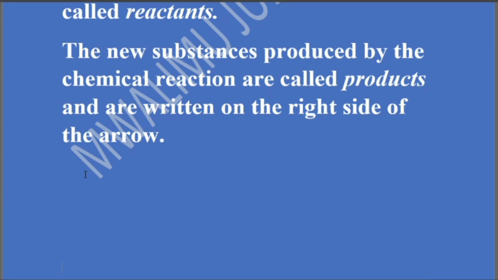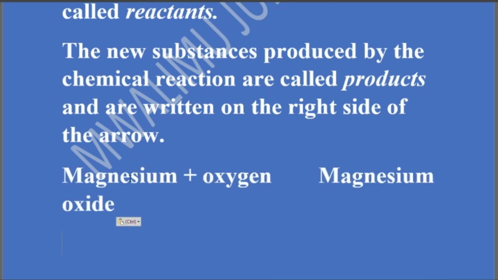Now, after the reaction, this is the reaction that we have here. Magnesium reacting with oxygen. So this is the reaction that we have. Magnesium is reacting with oxygen to give magnesium oxide.